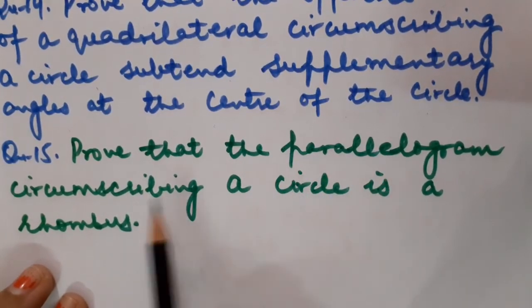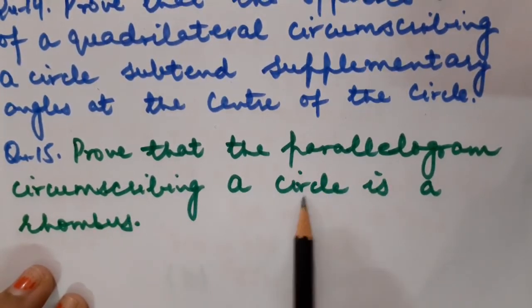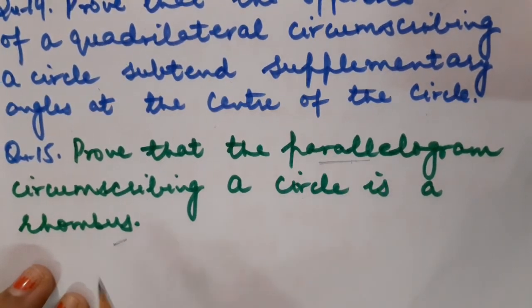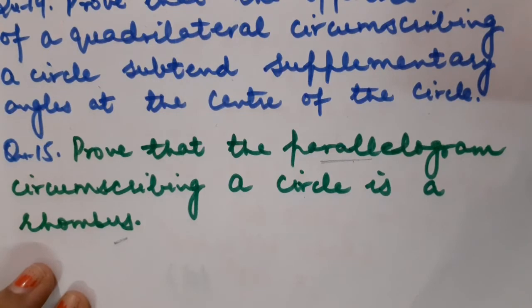Now children, this is last question of today's test. Prove that the parallelogram circumscribing a circle. Now it's not a quadrilateral, it is a parallelogram. It would be a rhombus. This we have to prove.